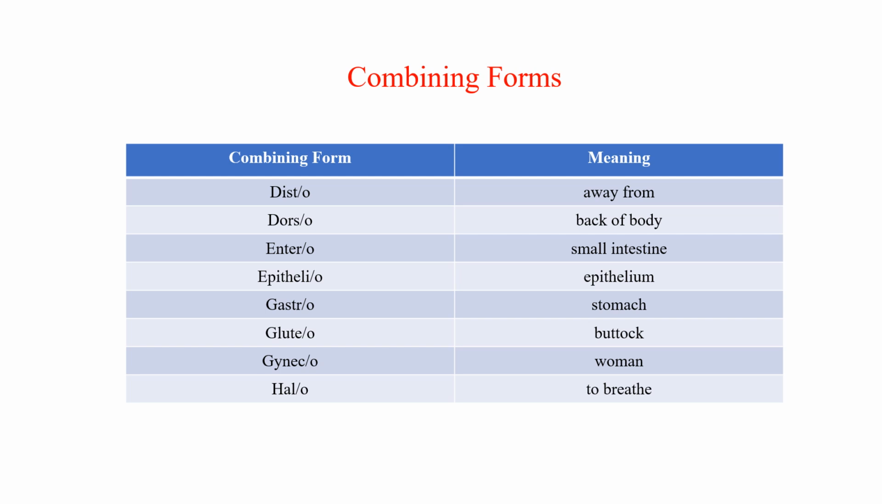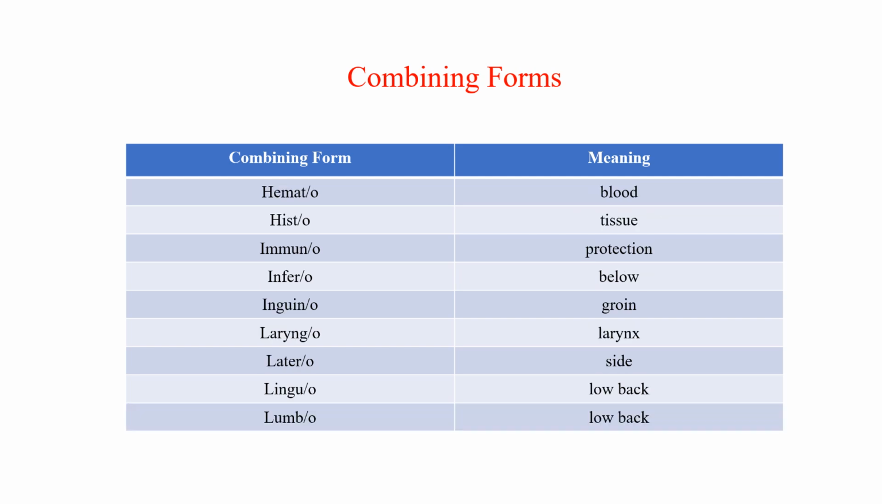Disto means away from, dorso, back of body, entero, small intestine, epithelio, epithelium, gastro, stomach, gluteo, buttock, gyneco means woman, halo means to breathe. Hemo or hemato meaning blood. An example of a medical term using the combining form hemato is hematology. Hematology means study of blood.